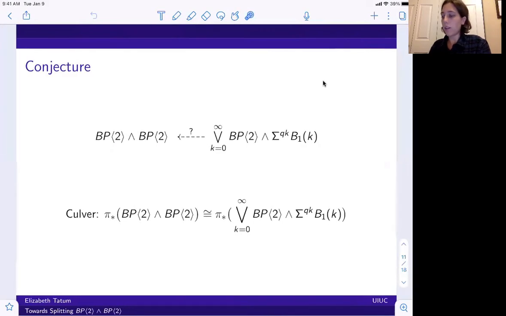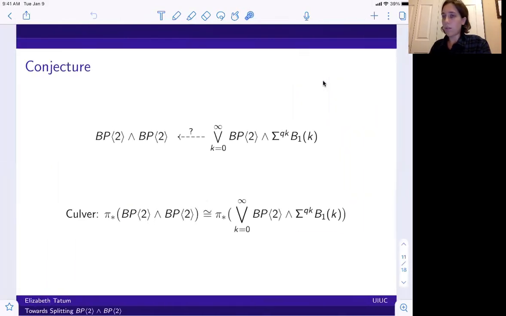It's conjectured that the analogous splitting should exist for BP2 smash BP2. And some further evidence towards this conjecture is the work of Dominic Culver, which says that the homotopy groups of the left-hand and right-hand side here are isomorphic.